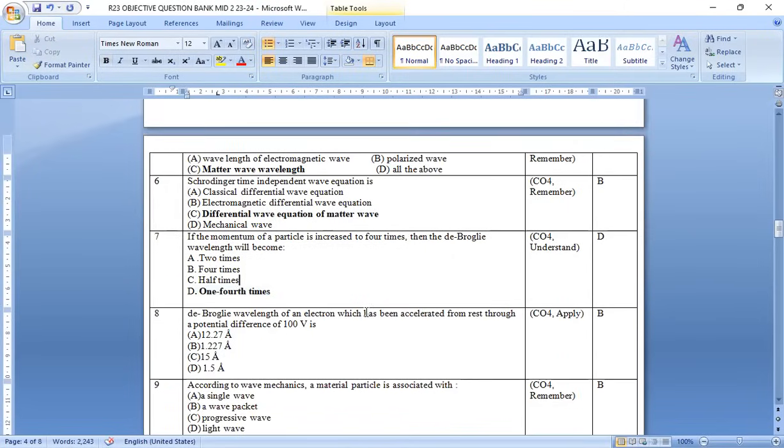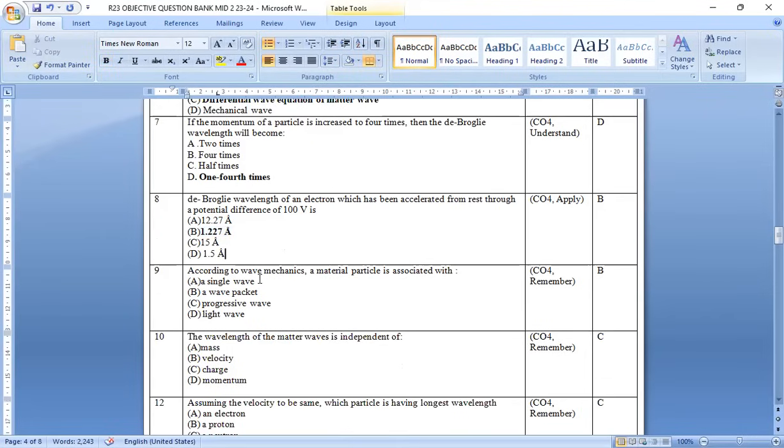De Broglie wavelength of an electron which has accelerated from rest through the potential difference 100 volts is given by option B, 1.227 angstroms.